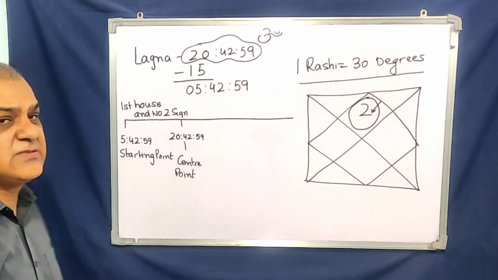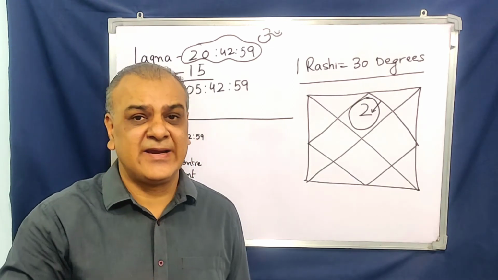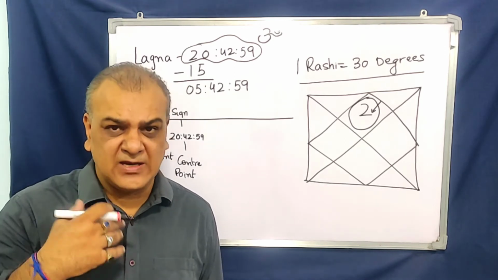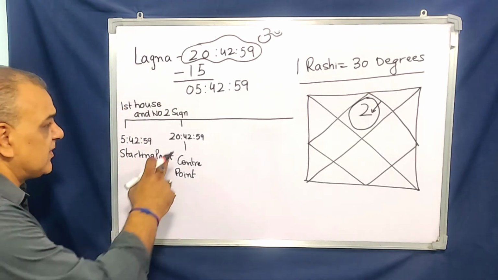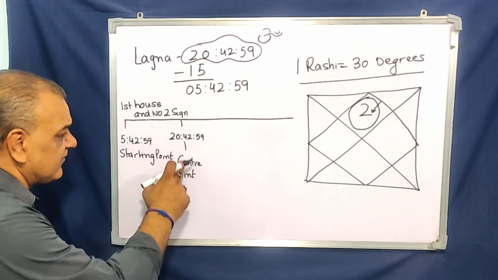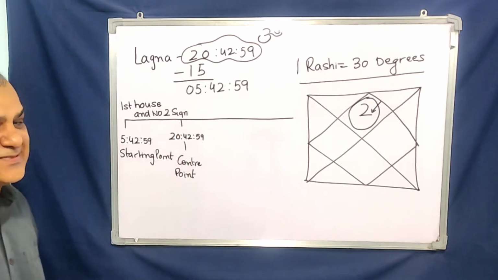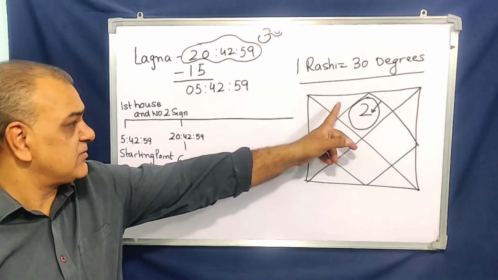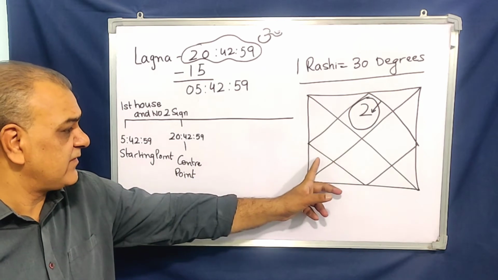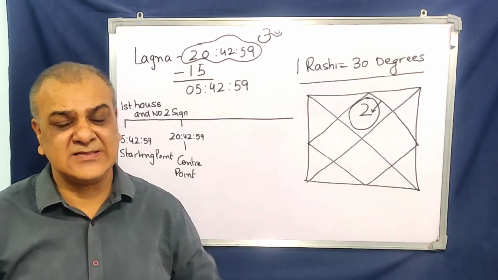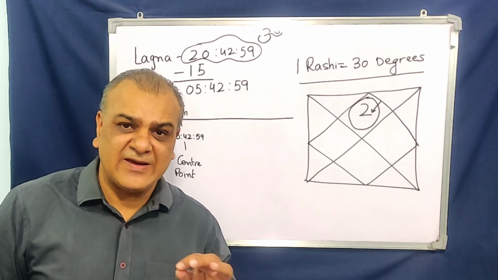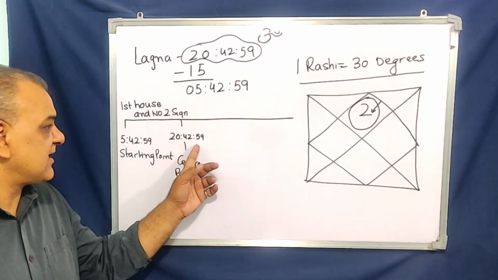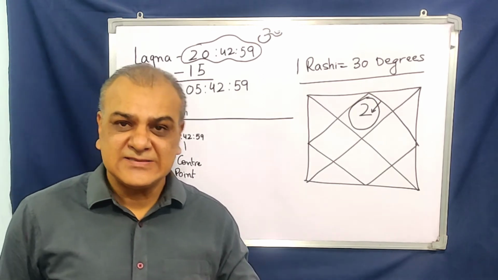In a lot of software you would see that they write cusp. So what is the difference between cusp and center point? I'll explain you in the coming videos, but for your convenience you can write here this is the center point. So every house, like first house, second, third, fourth, fifth, sixth, it goes on like this. The center point of every house would be 20 degrees 42 minutes and 59 seconds.